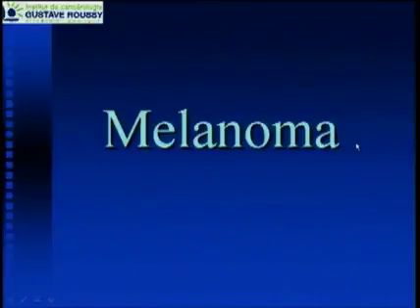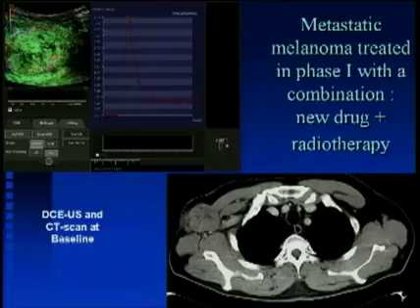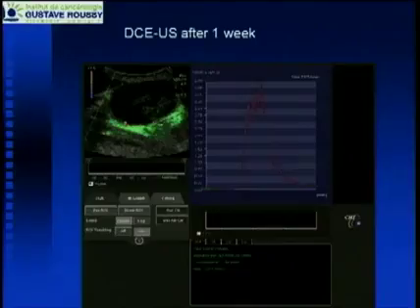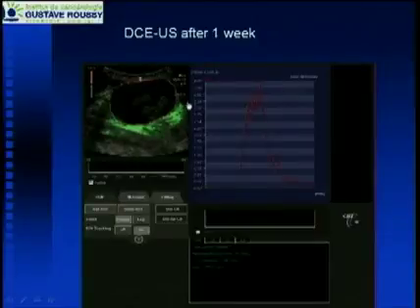The last example is an amazing story because it was a phase 1, and this is a new combination. This is a new drug, currently a confidential drug, combined with radiotherapy. Remember, currently we have a newly approved drug in melanoma. It was a patient with a huge lymph node in the axillary area, and this drug, when we started, was not an anti-angiogenic drug, but we decided to use these techniques in all phase 1 trials. We checked the patient only after 1 week.